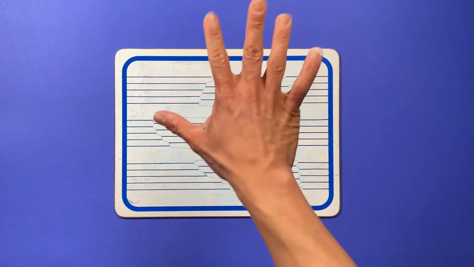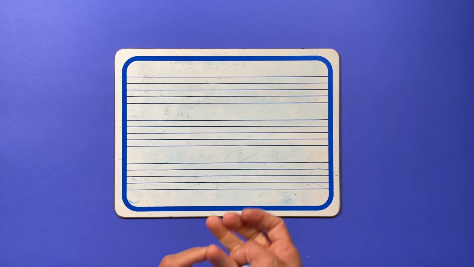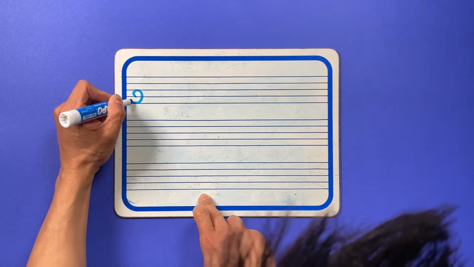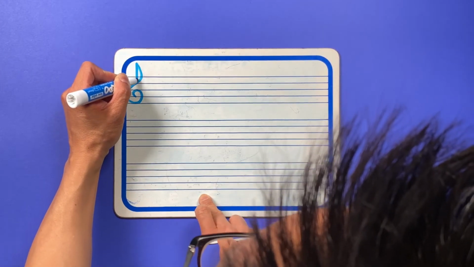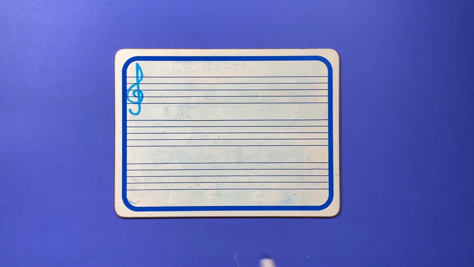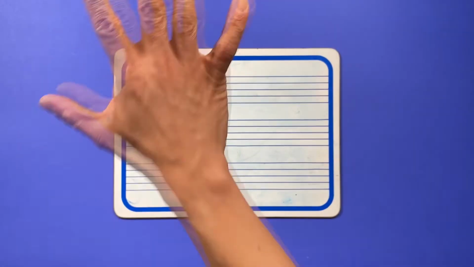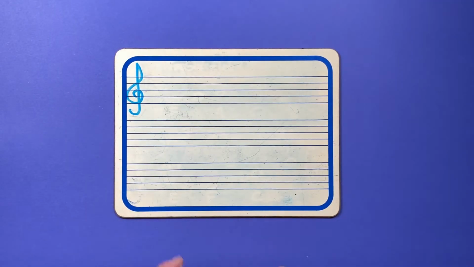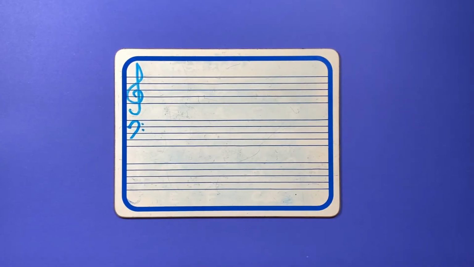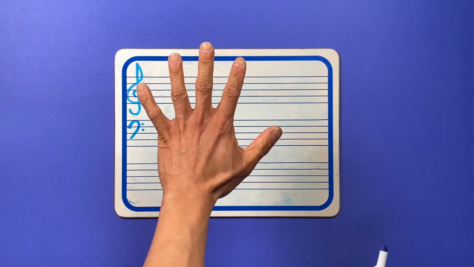So for the right hand and the left hand to have notes, you need the treble clef. This is the treble clef, and the treble clef you play with your right hand. Next, we've got the bass clef. Bass clef you play with your left hand.